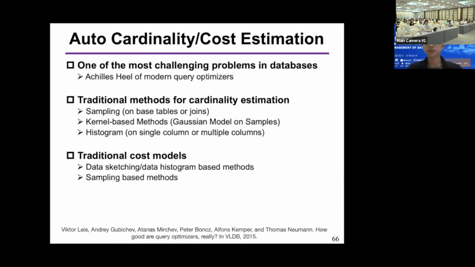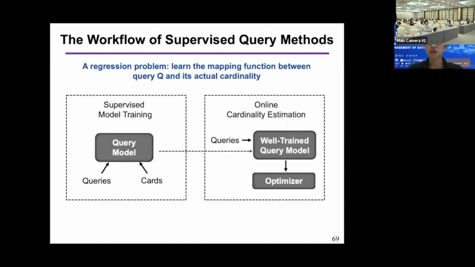And for the cost model, histogram-based methods mainly model the data distribution of single columns and fail to work for multiple columns. And sampling-based methods also have the performance degradation problem. Supervised query methods learn a mapping function between a query and its cardinality on the same databases. They treat cardinality estimation as a typical regression problem in machine learning. They first train the query models with the sampled queries and their corresponding cardinalities, and then use the trained models to estimate the cardinalities of online SQL queries.